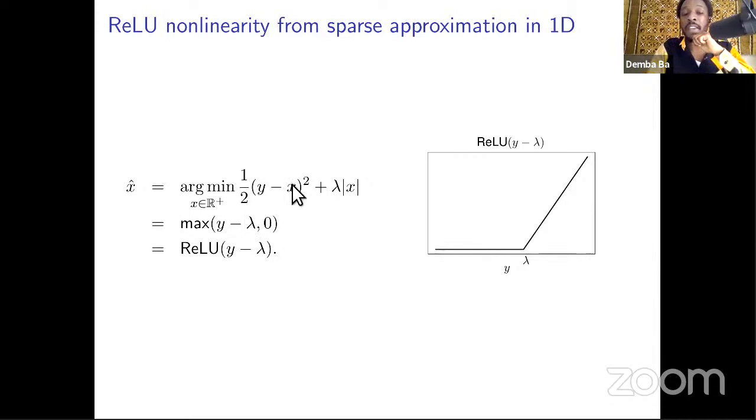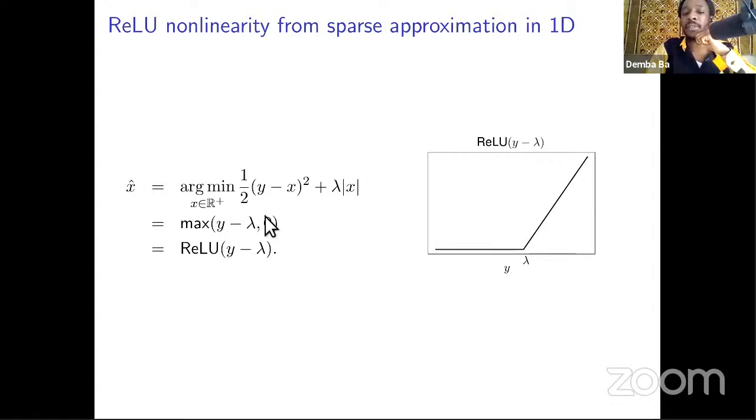So I want to find the x, there is no H again, just assume it's 1, that minimizes in one dimension the distance between x and y, which is given to you, subject to this sparsity constraint in one dimension. It turns out that the math of this is not too hard to do. It's not trivial, but it's not hard.